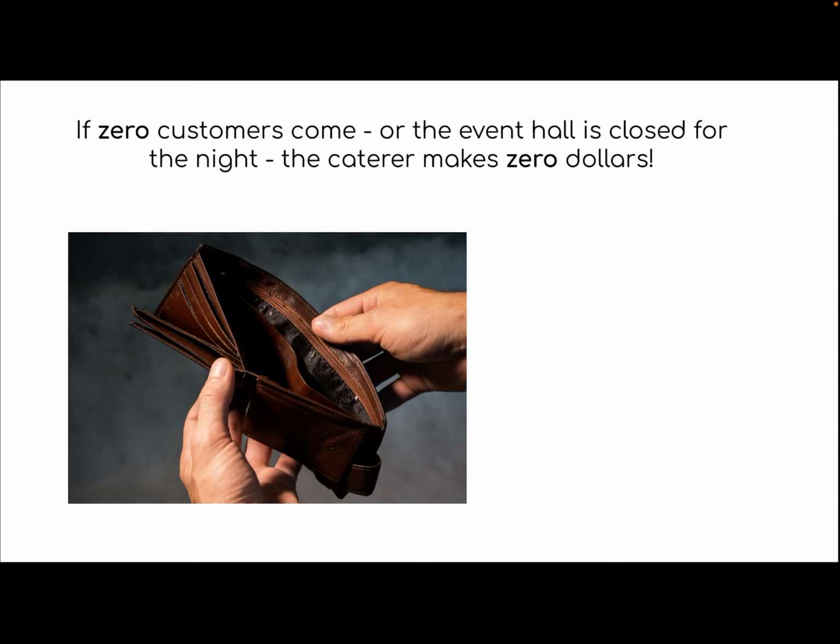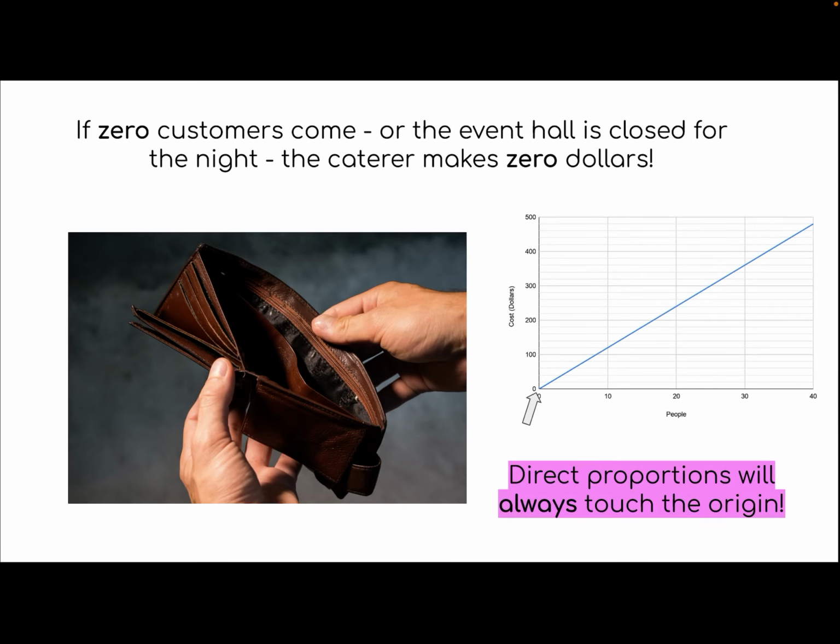And this is important. If 0 customers come, or if the event hall is closed for the night, the caterer makes $0. That is the origin. So a direct proportion will always touch the origin.